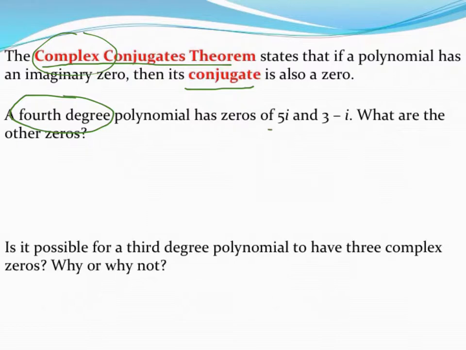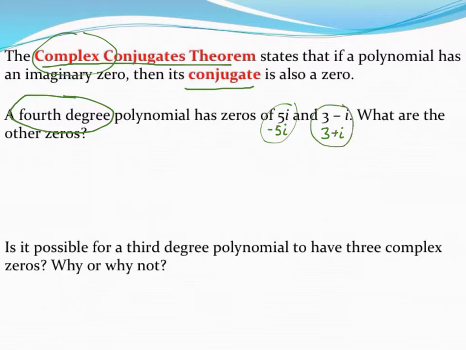So if 5i is a solution, then negative 5i is also going to be a solution. Negative 5i is the conjugate of positive 5i. So in that case, it is just opposite. Just switch the sign around for those. When you have two terms, though, like this, 3 minus i, the conjugate is not the complete opposite. It's just the opposite of the middle sign. So the conjugate of 3 minus i is 3 plus i.